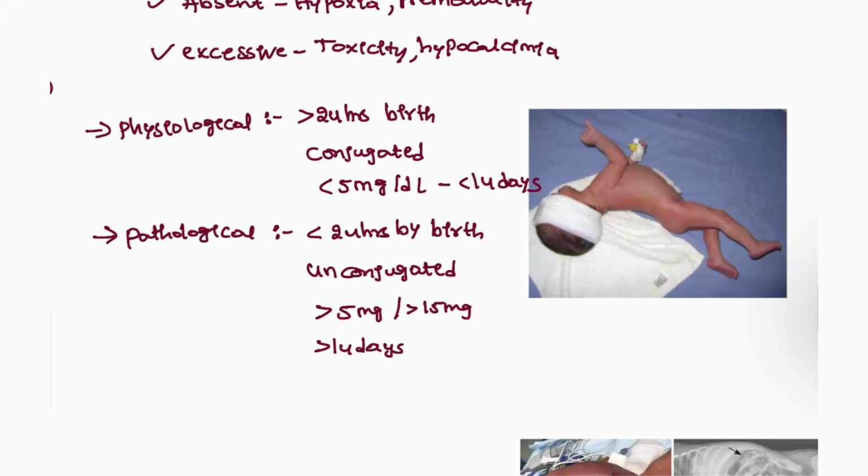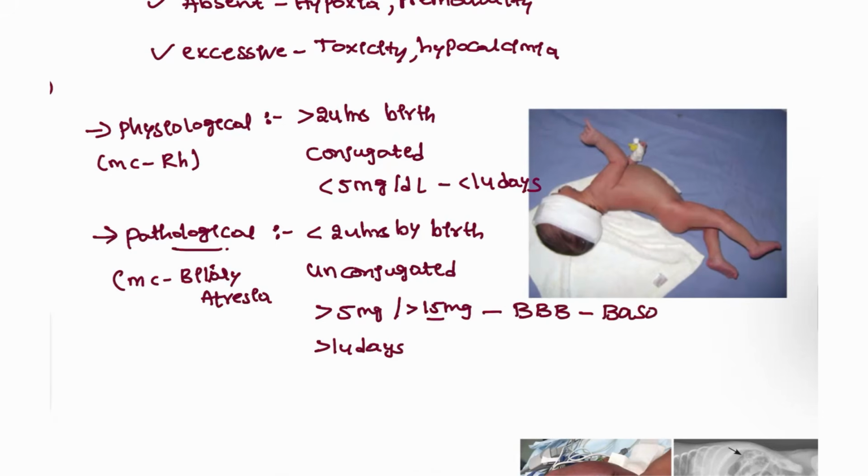The most common cause for this one is Rh incompatibility. The most common cause for the other is biliary atresia. So in pathological jaundice, if the bilirubin is more than 15, it can cross the blood-brain barrier. When it crosses the blood-brain barrier, it will involve the basal ganglia. Once the basal ganglia is involved, this is what happens to the baby, and this condition is known as kernicterus.